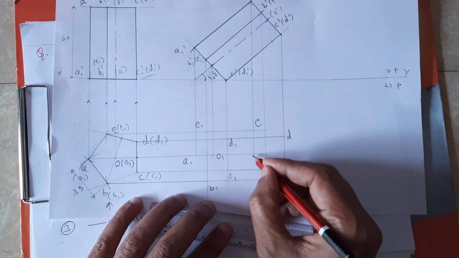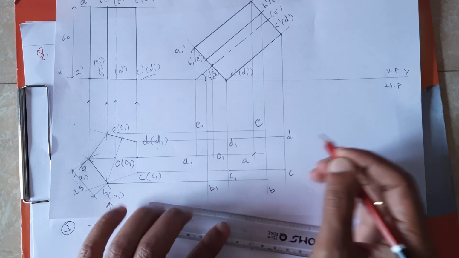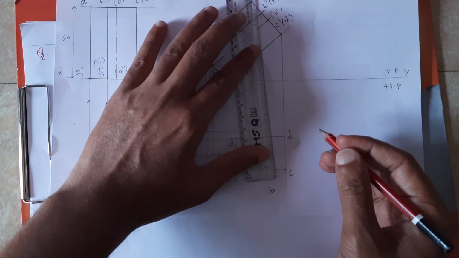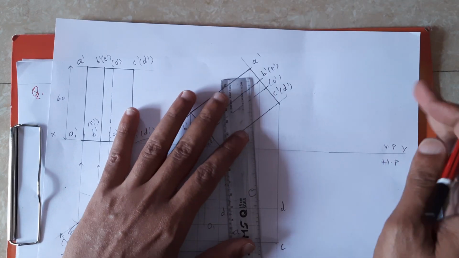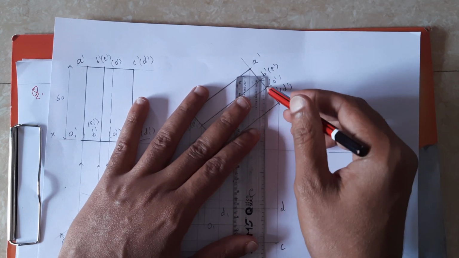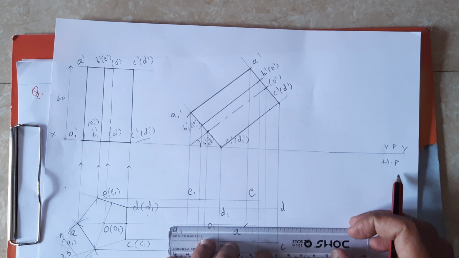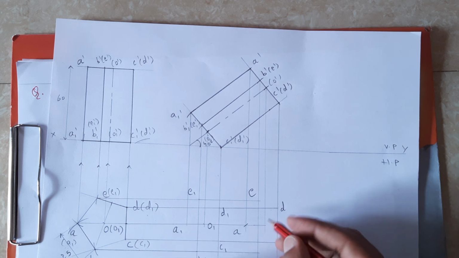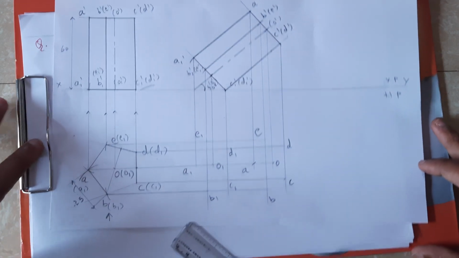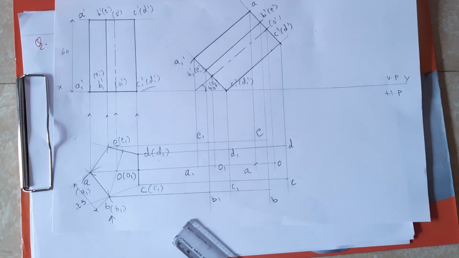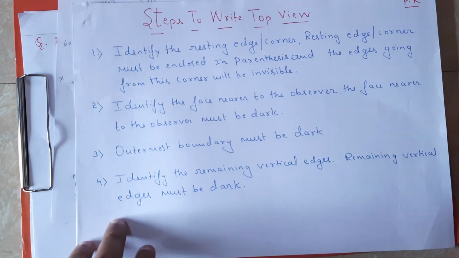So this one is A, and we need to locate the center also. Locate the center, draw the vertical projection, horizontal projection, this is O. See, after this we need to draw the visible and invisible edges. So this is very much important. So we have steps for that.